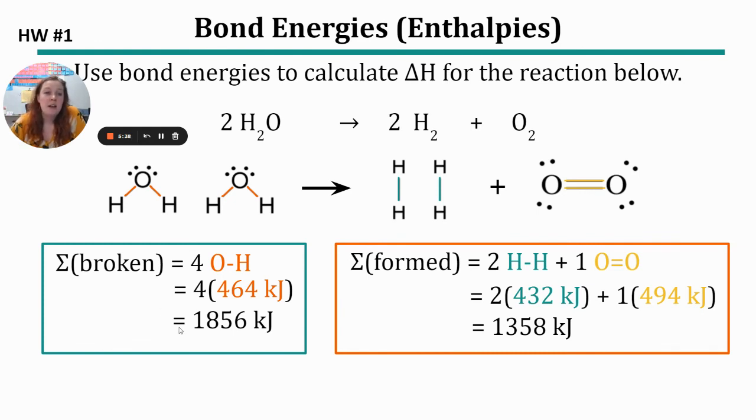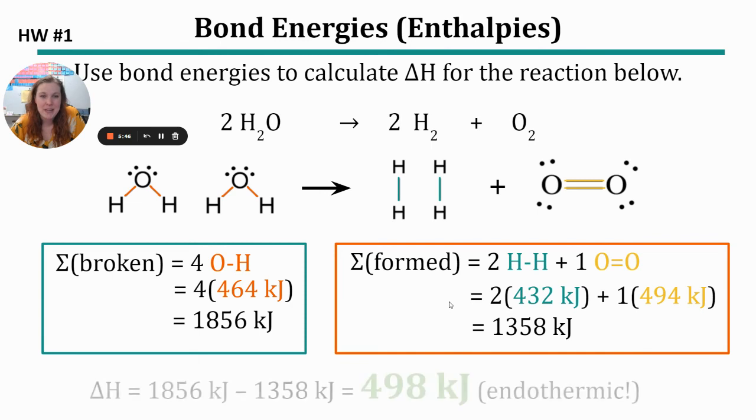So now that we've figured out the energy of the bonds broken versus the energy of the bonds formed, we can now plug it into our wacky equation with the sigma symbols. That would be 1,856 kilojoules minus 1,358 kilojoules, which would give us 498 kilojoules.